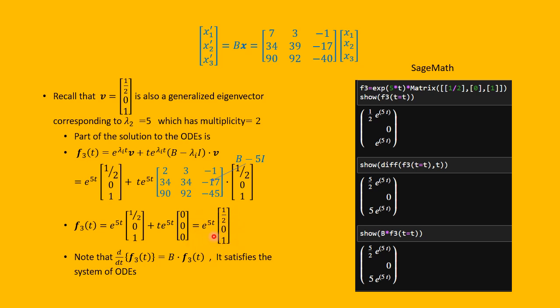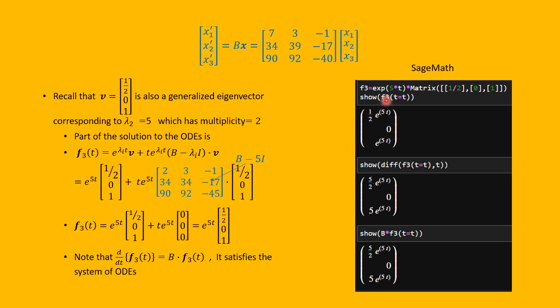Now, you might ask yourself, why did I get zeros here? Well, 1/2, 0, 1 we saw earlier, besides being a generalized eigenvector of B, was also an eigenvector of B corresponding to lambda equals 5. So B minus 5I times that eigenvector was the 0 vector. So in any case, we just get that f sub 3 of t is this exponential times this vector.